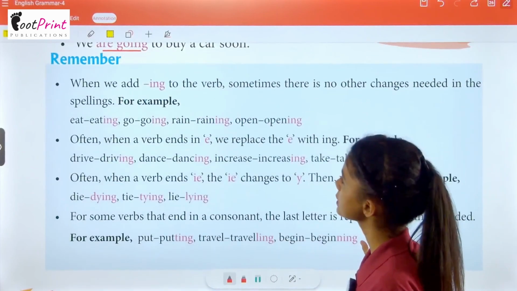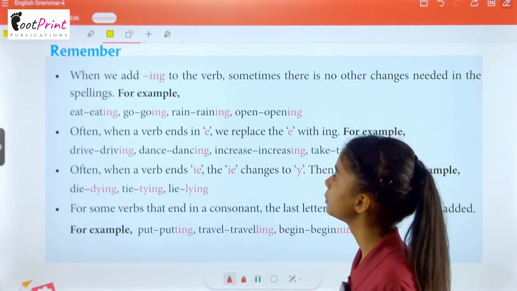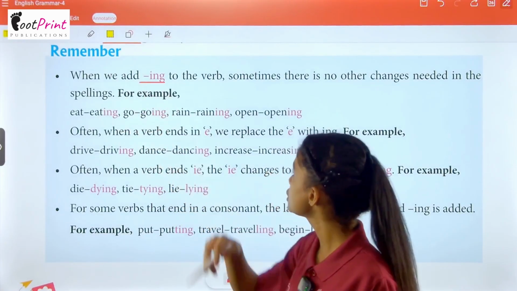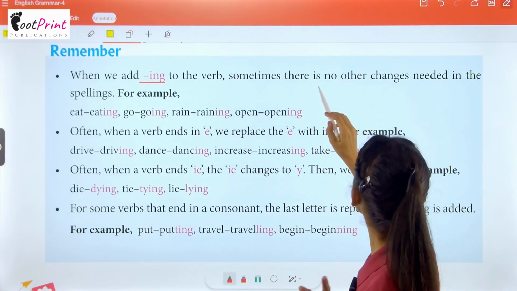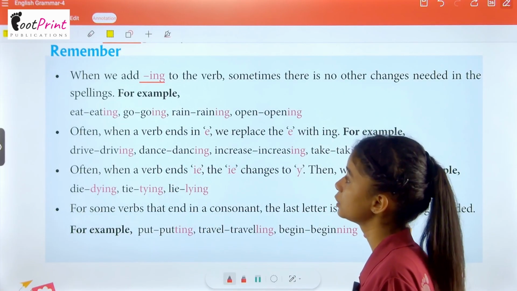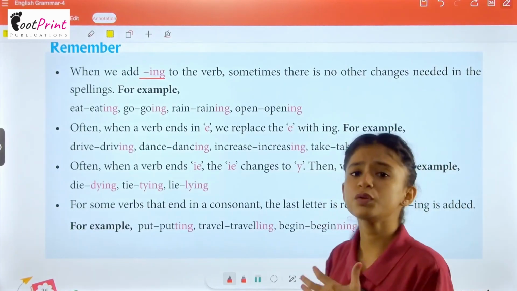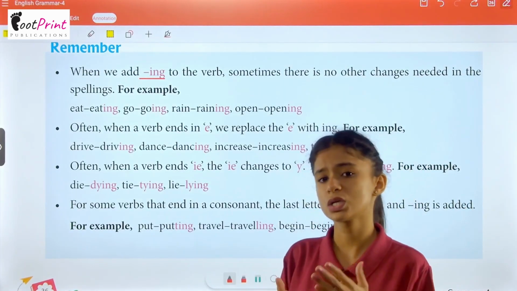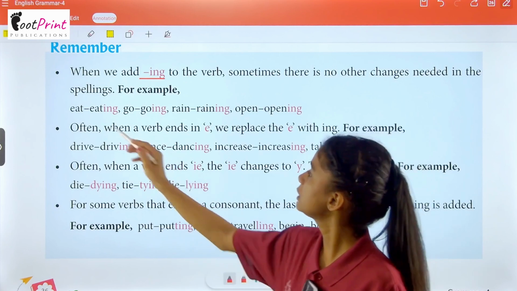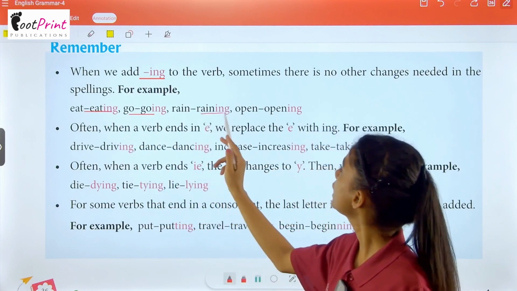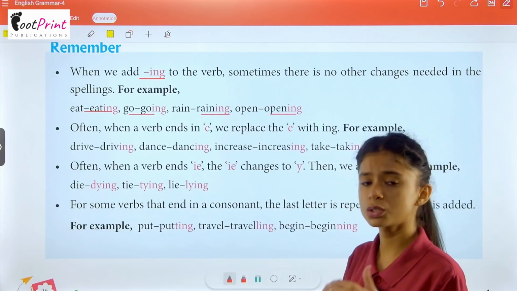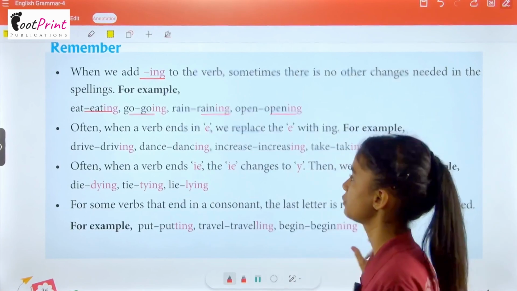Now, let us see what are the points that you have to remember. When we add ing to the verb, sometimes there are no other changes needed in the spelling. So sometimes we don't have to change anything, just add ing to the verb, like eating, going, raining, opening. So there is not a slight change in the verb itself.